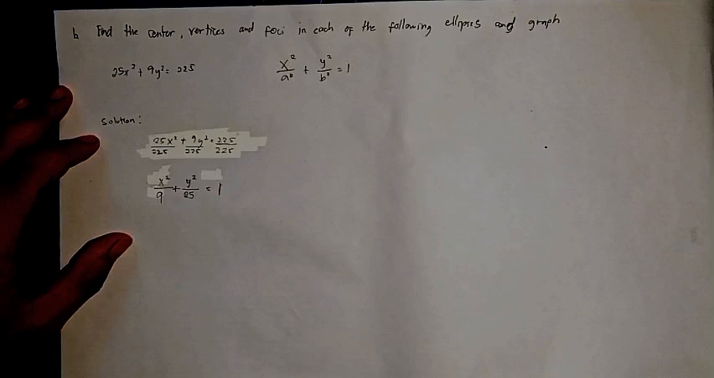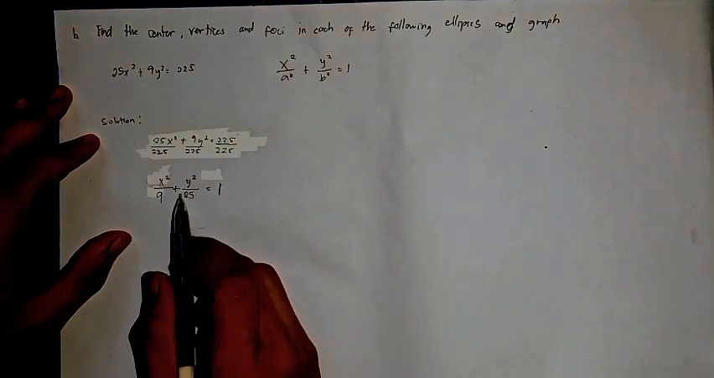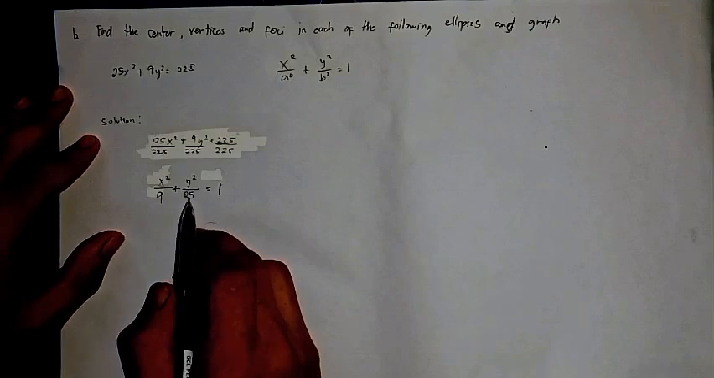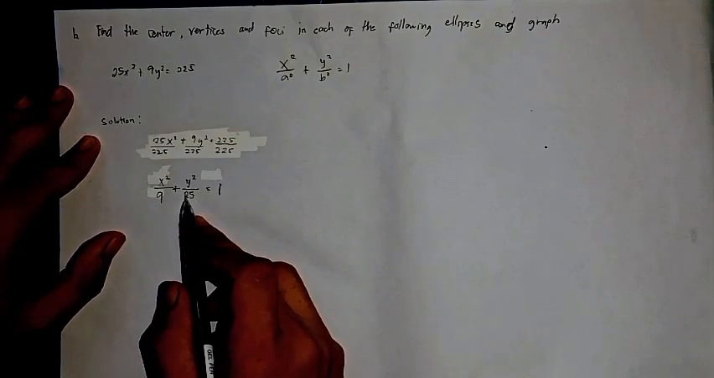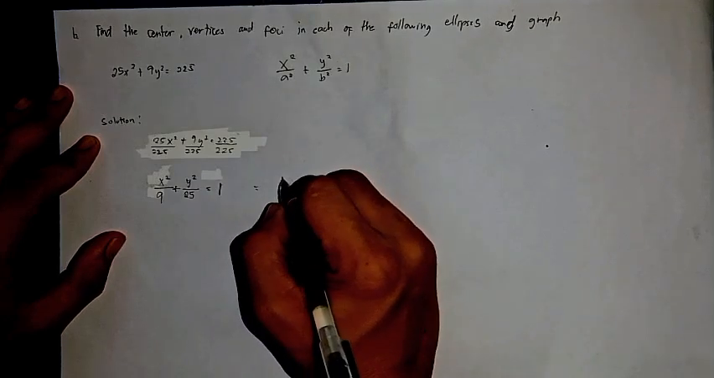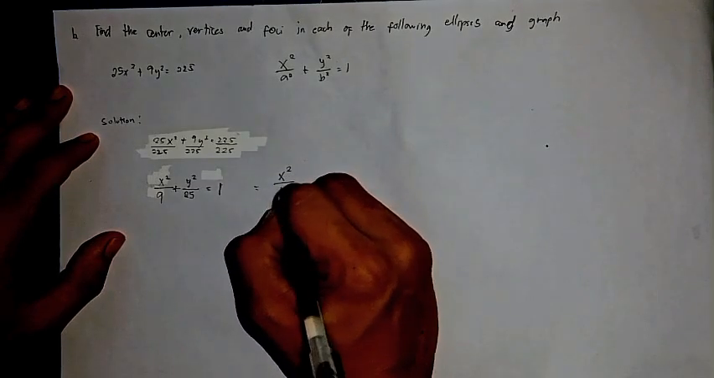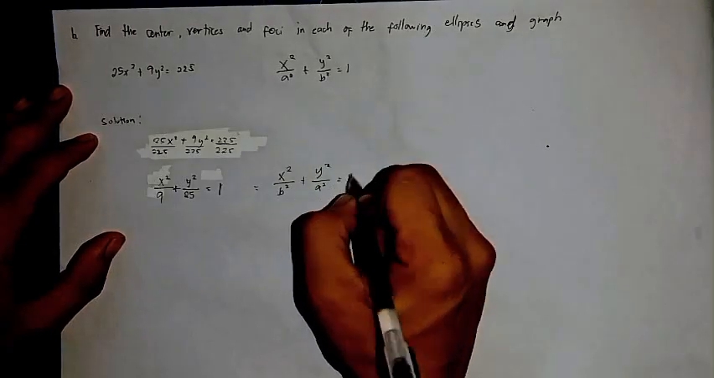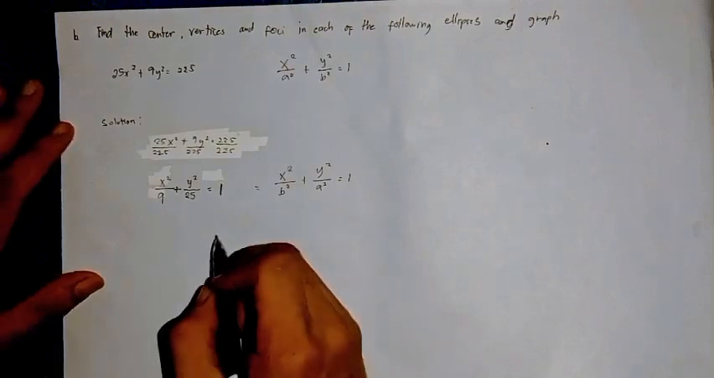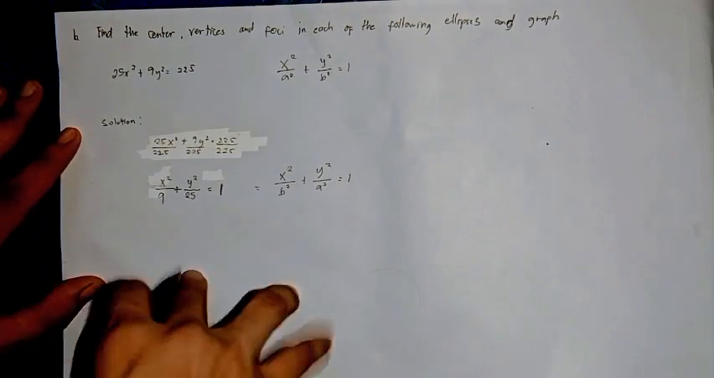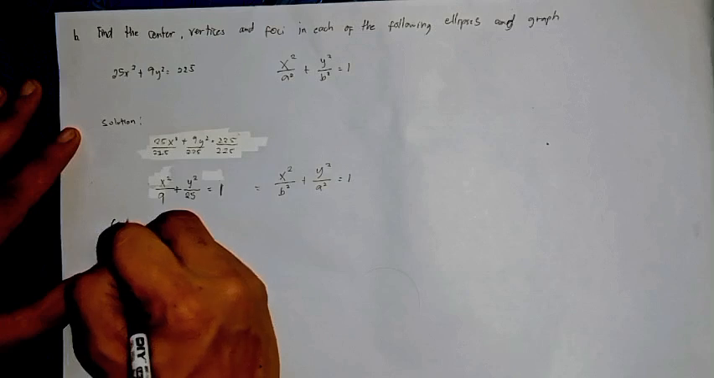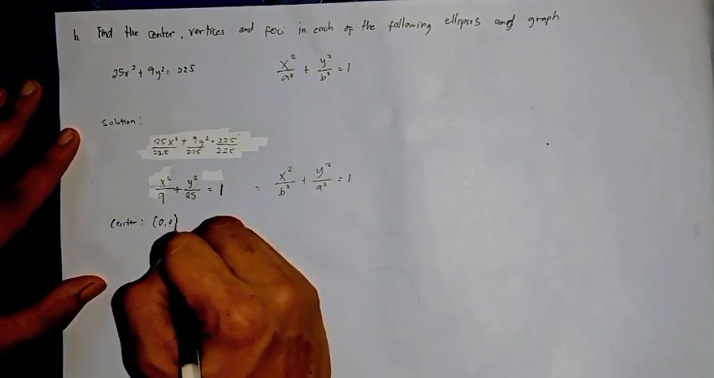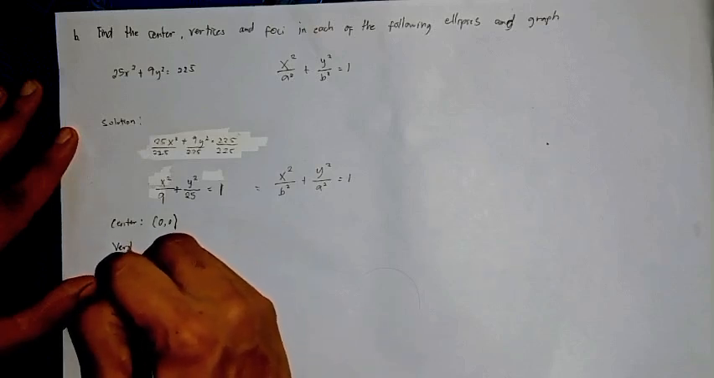Now, as you can see, 25 is greater than 9. Therefore, our major axis lies on the y-axis. So our formula is x squared over b squared plus y squared over a squared is equal to 1. Therefore, we can now find the center, vertices, and foci, since our center is at the origin.